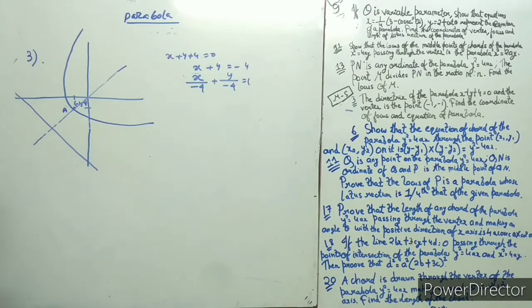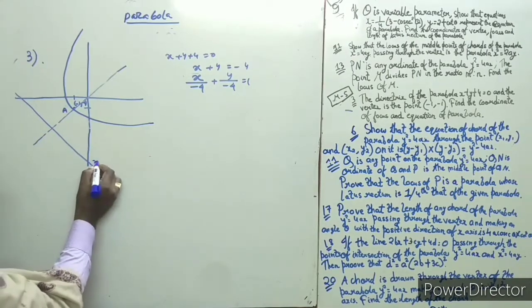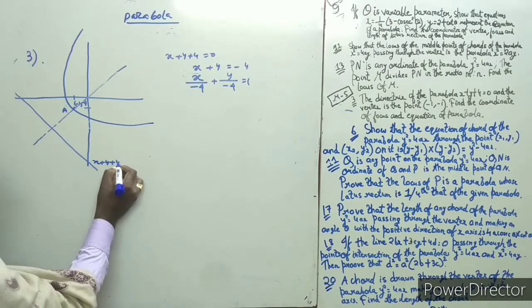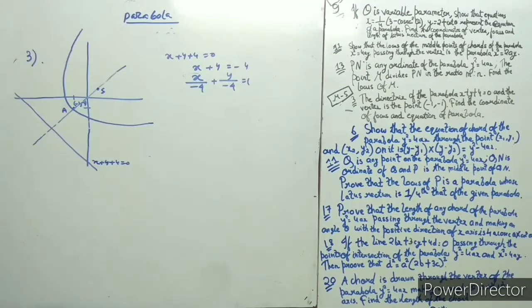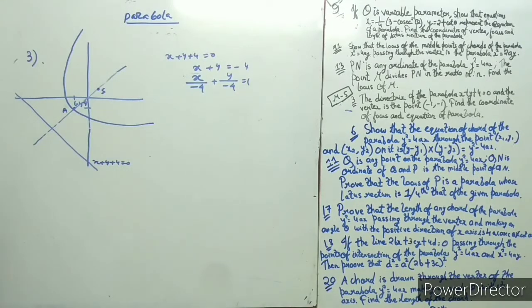Now see, this is your vertex and this is your line x plus y plus 4 equal to 0. First of all, we have to find the focus. For finding the parabola, we always find the vertex, the focus and also the directrix. Use the formula PS equals PM. For a parabola, PS by PM equals e, which is 1, so we can write PS equals PM easily. That's why we have to find the focus here.